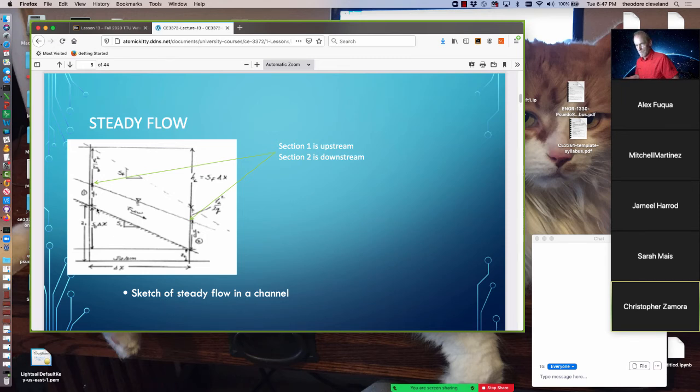Returning to the bottom of the channel, where we have the channel bottom indicated with the hash lines, we see this triangle here, and what that's indicating is what the slope of the channel bottom is. And the usual symbol for bottom slope is S sub 0.